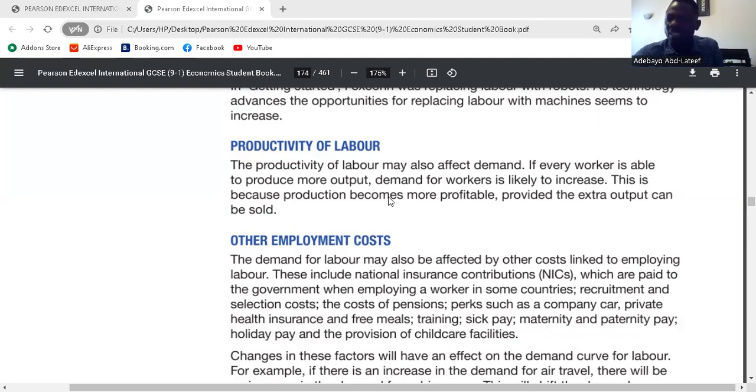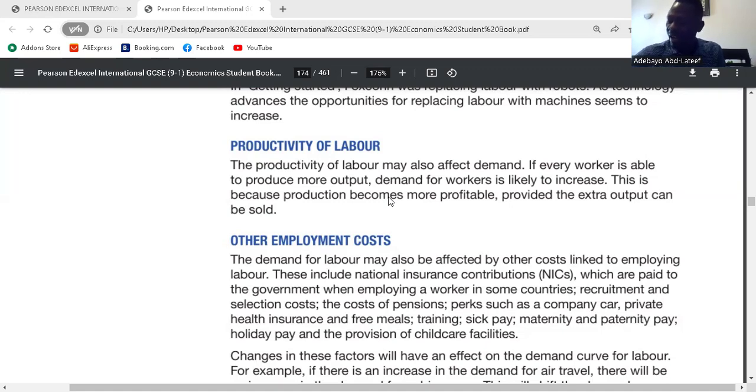Now, the point they are making is this. For labor productivity, if firms understand that employing more workers increases their productivity, increases their output, they will do that. That is the point they are making here. Did you get the point now?